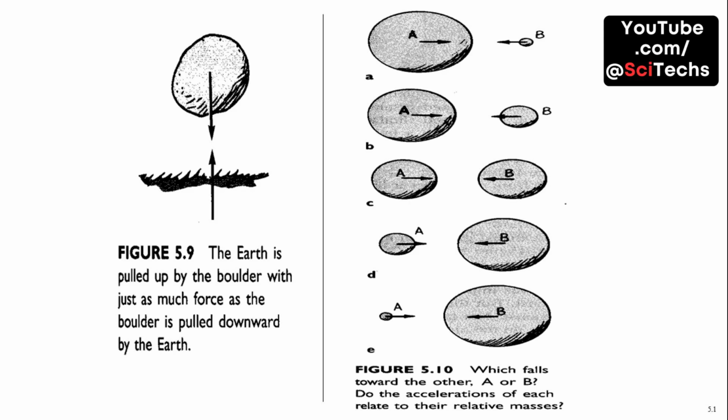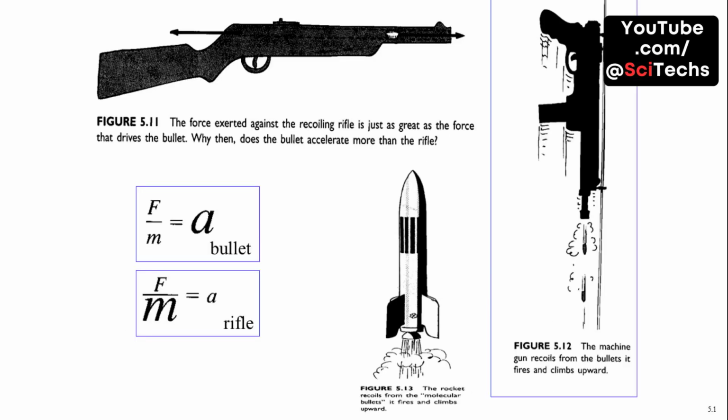The earth is pulled up by a boulder with just as much force as the boulder is pulled downward by the earth. This interaction demonstrates the equal and opposite forces described by Newton's third law. The force exerted against the recoiling rifle is just as great as the force that drives the bullet. However, the bullet accelerates more than the rifle due to their differing masses. This principle is crucial in understanding the behavior of firearms and rockets.